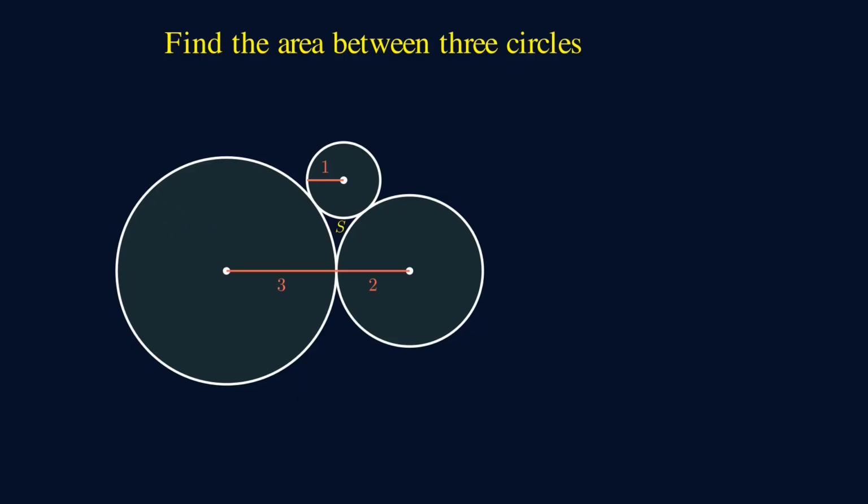So here's the setup. Let's just walk through it calmly. We have three circles, all tangent to each other. The circle on the left has radius 3, the circle on the right has radius 2, and the circle on top has radius 1. And right in the middle, between all three circles, there's this small gap, and that's what we want to find the area of.